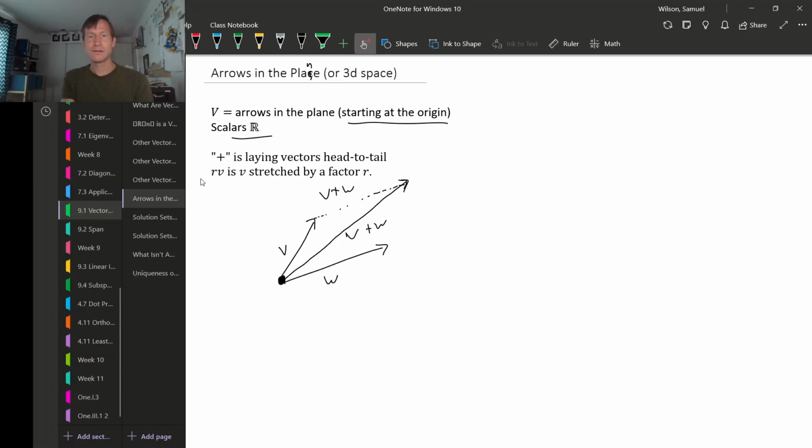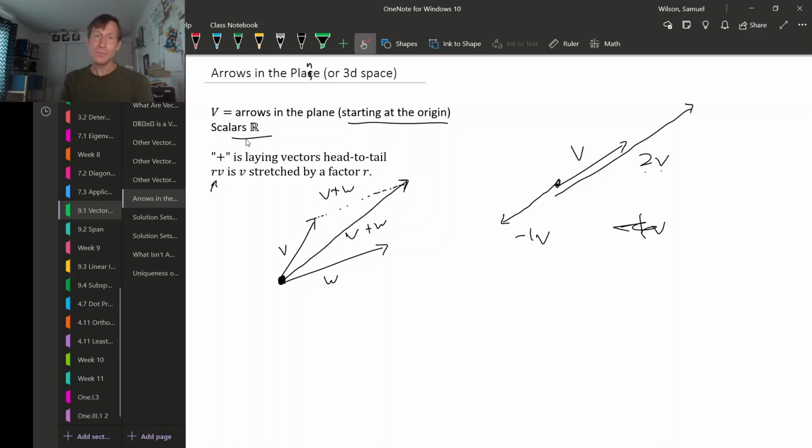For our scalar product, we're just going to use r as a scaling factor. So for example, if this is v, then 2v, the scalar 2 times the vector v, is the same vector but just stretched, so it's twice as long. Minus 1 times v is going to be the same vector but in the opposite direction. So for our scalar multiplication, we're just going to scale the vectors. That's why they're called scalars, because geometrically we think of them as stretching vectors.